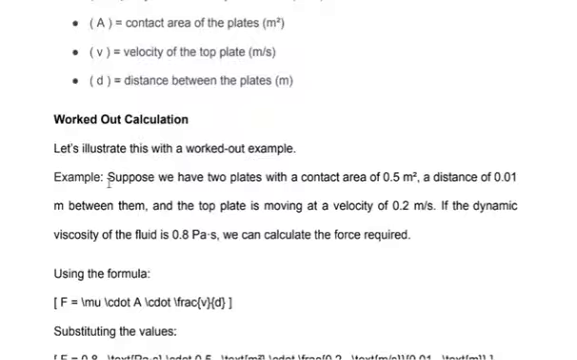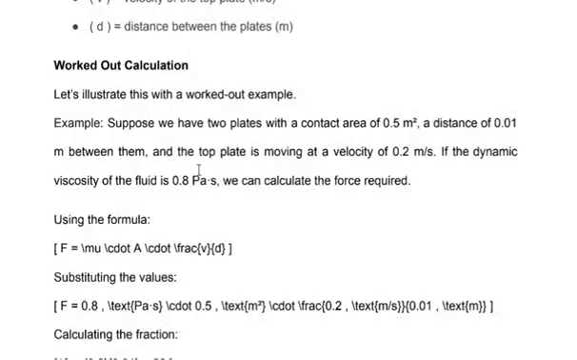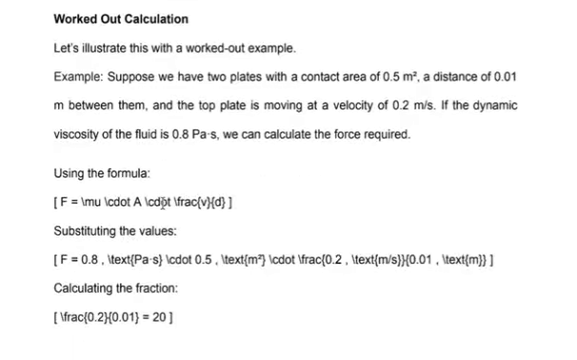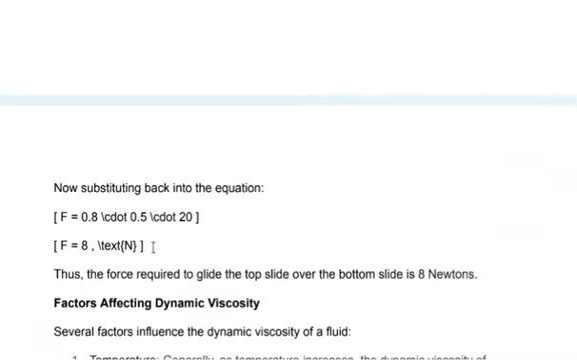Worked out calculation. Let's illustrate this with a worked out example. Suppose we have two plates with a contact area of 0.5 square meters, a distance of 0.01 m between them, and the top plate is moving at a velocity of 0.2 m/s. If the dynamic viscosity of the fluid is 0.8 Pa·s, we can calculate the force required using this formula. Now substituting back into the equation. Thus, the force required to glide the top slide over the bottom slide is 8 newtons.